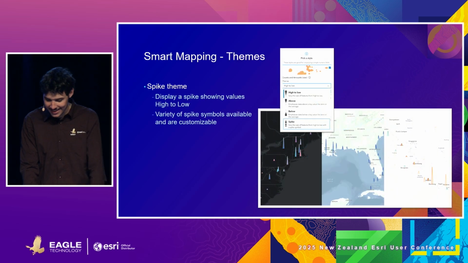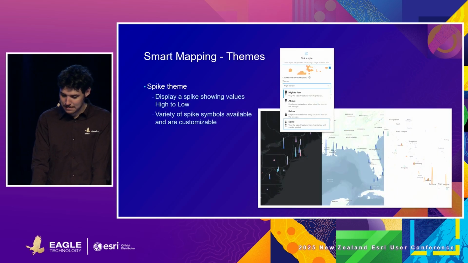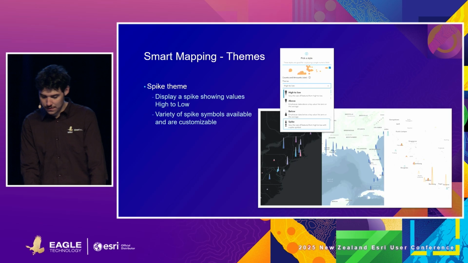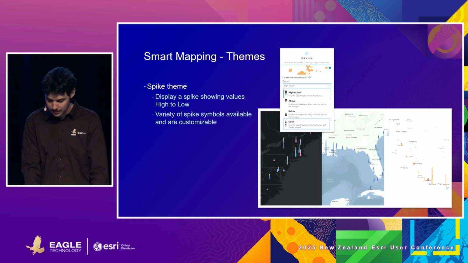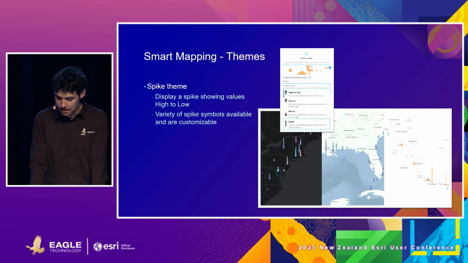Now smart mapping. So the new spike theme shows values proportionally represented by the height of the spike when working with point and polygon features. The user defines the spike threshold for the value range, spike style, and shape. There is a variety of spike styles and shapes to choose from, including a variety of fill options from no fill to complete solid fills and gradient fills.